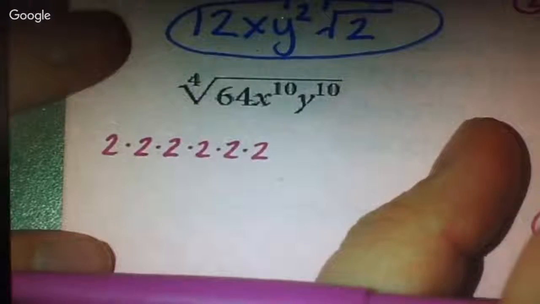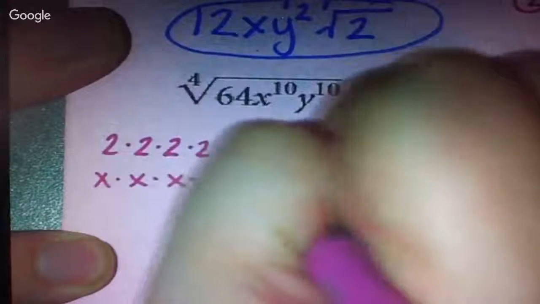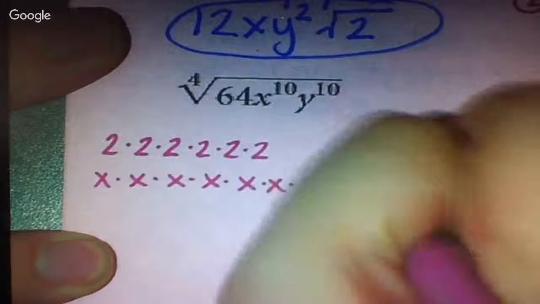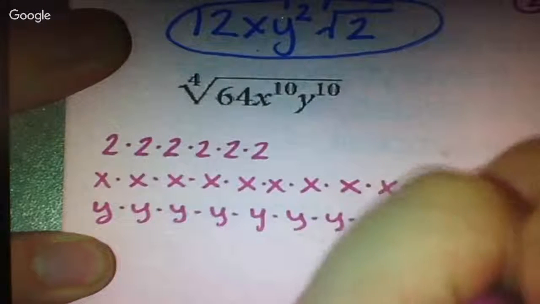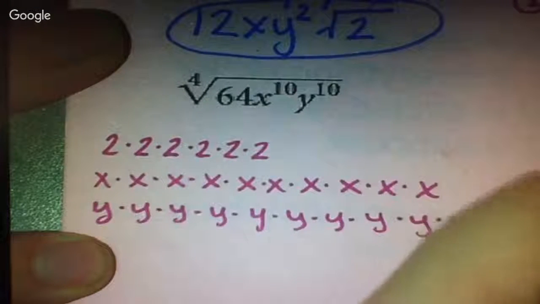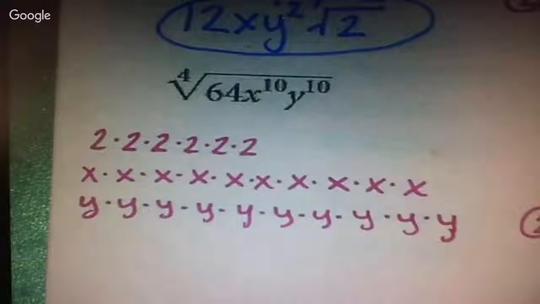Okay, watch this though. How many x's do I have? 10. 1, 2, 3, 4, 5, 6, 7, 8, 9, 10. Don't worry, because when we're finished with this, I'll show you the short game.